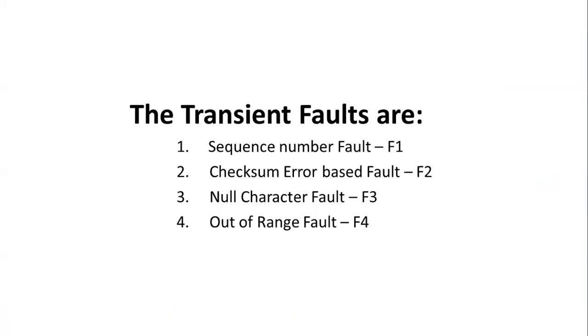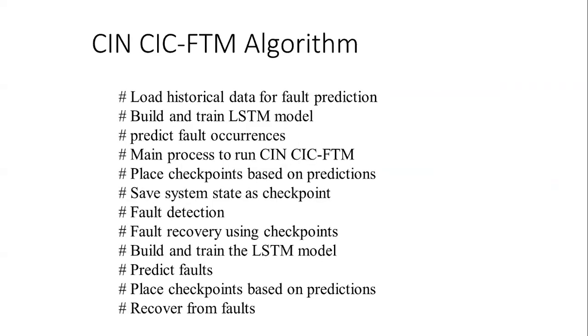The transient faults are sequence number fault, checksum error based fault, null character fault, and out of range fault. The CIC-FTM algorithm steps are very briefly explained here.